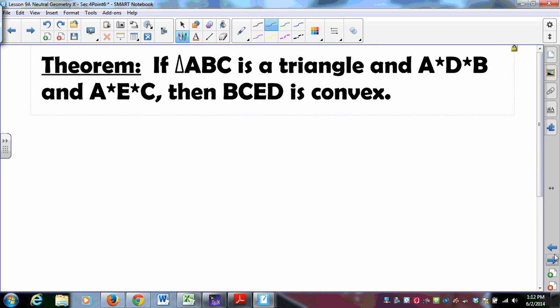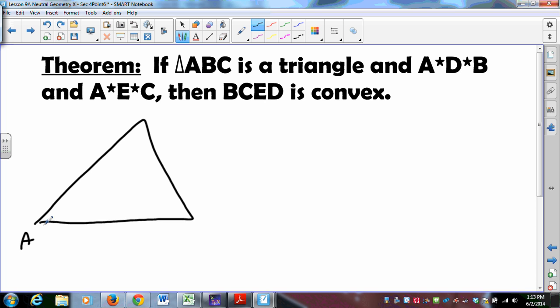Slightly more difficult, and also yours to prove when we get to class. If ABC is a triangle, so I've got triangle ABC, and D is somewhere between A and B, and E is somewhere between A and C, then quadrilateral BCED is convex. This will be yours to finish up. I think you'll be able to do it with a similar argument to the one I just did.